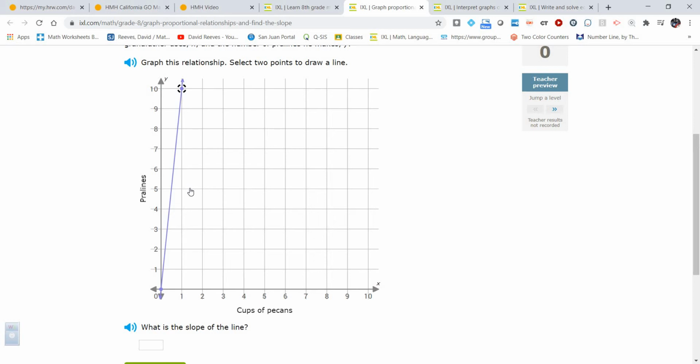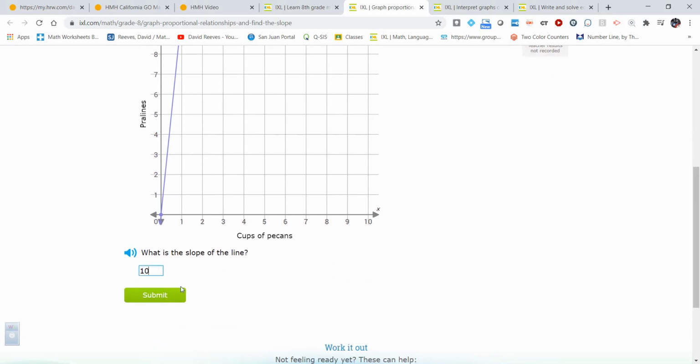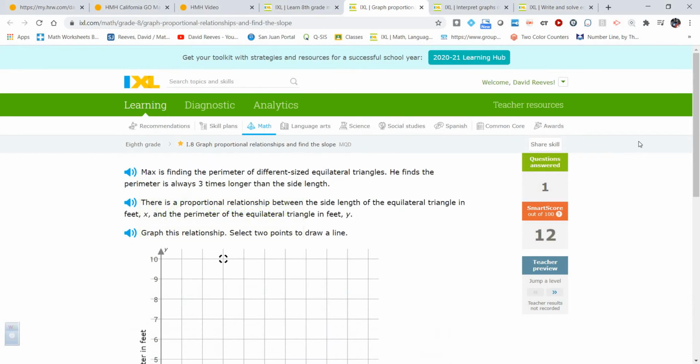So what is my slope? Again, my slope is my change in y over my change in x. How much did it go up? It went up 10. How much did it go over? 1, right? So 10 pralines for every 1 cup. So it's 10 over 1, or we can simply put 10. If you put 10 over 1, that would also be correct.